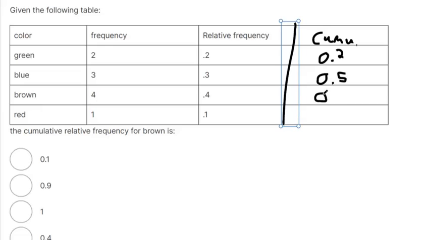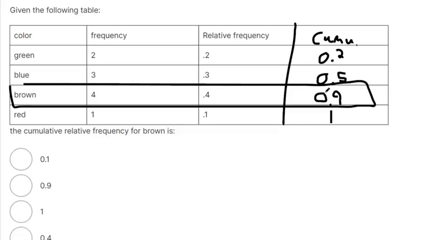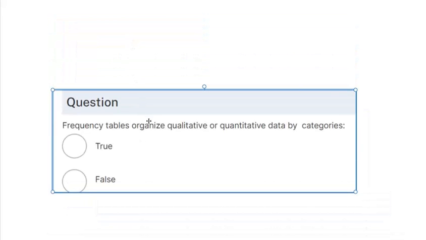And then this is 0.9 because I just added the next frequency back to our running total. And it should always end up with 1 because you've added up all the options, so you're at 100%. So the cumulative relative frequency for brown is 0.9. Let's see what else we got here.